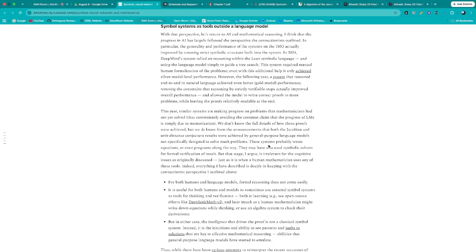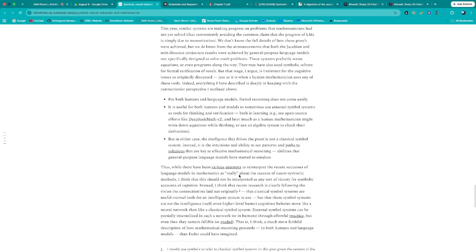We don't know the full details yet of how these proofs were achieved, but we do know from the announcements that both the Jacobian and unit distance conjecture results were achieved by general purpose language models, not specifically designed to solve math problems. These systems probably wrote equations or even programs along the way. They may have also used symbolic solvers for formal verification of the result. But that stage, I argue, is irrelevant for the cognitive issues as originally discussed, just as when a human mathematician uses any of these tools. Indeed, everything I have described is deeply in keeping with the connectionist perspective I outlined above.